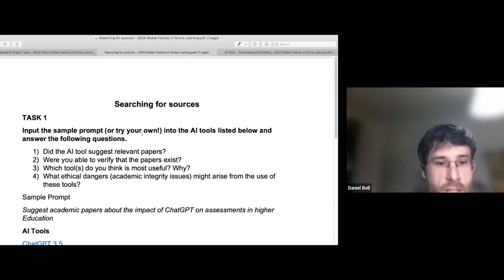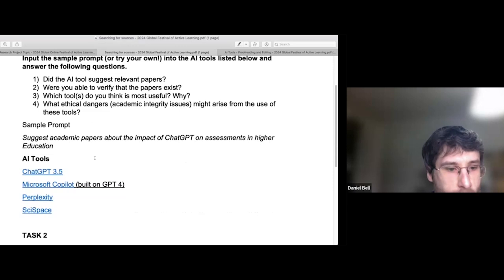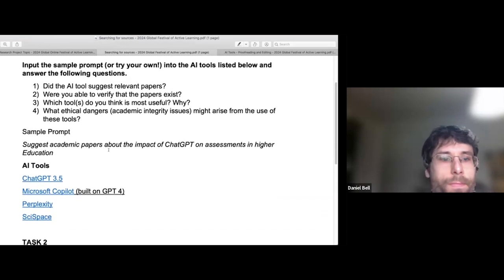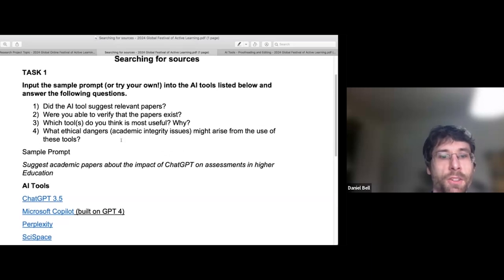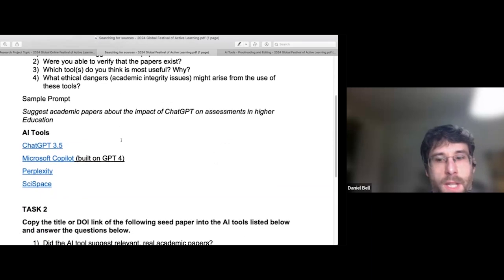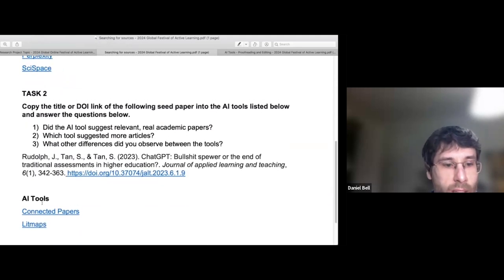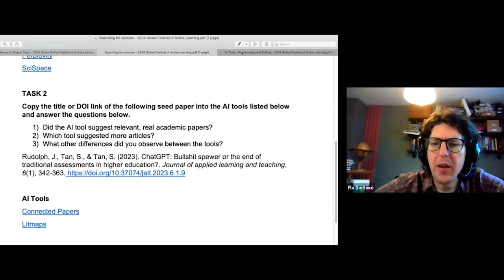Searching for sources stage. Again, some AI tools to try, a sample prompt, and some questions to think about to evaluate the effectiveness of the tools. And again, here, a couple of tools. There's a question in the chat of whether you could share those worksheets. I'm going to share them in just a second.